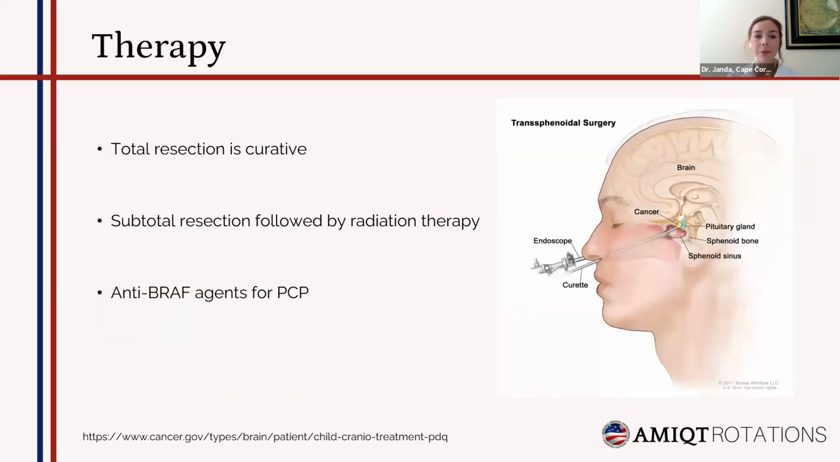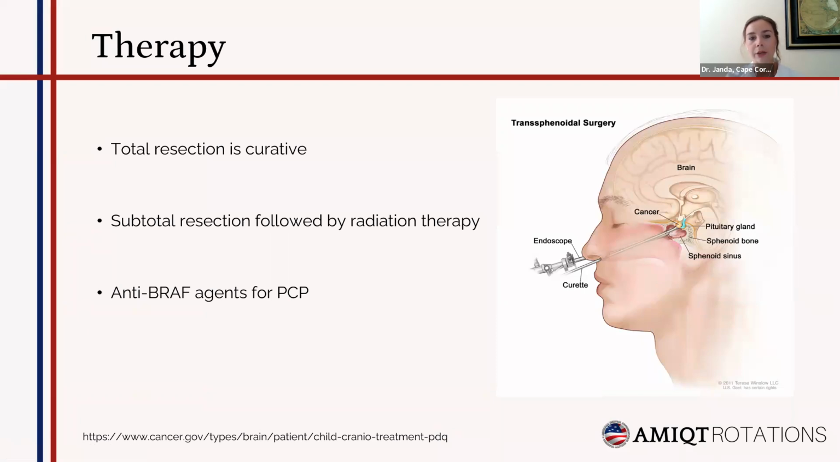And that's it for the neuropathology part of the presentation. I now want to go quickly over the therapy options. Preferred is a total surgical resection, which is curative. Some lesions can be accessed by a transsphenoidal approach, as seen here in that picture, through the nose.